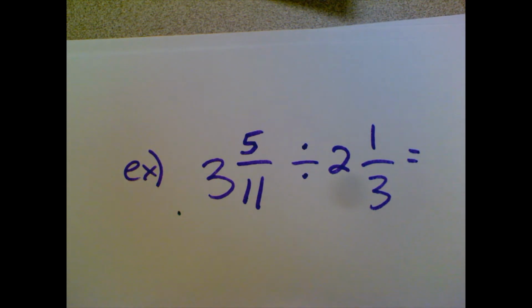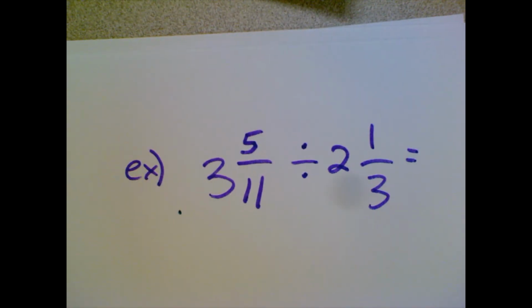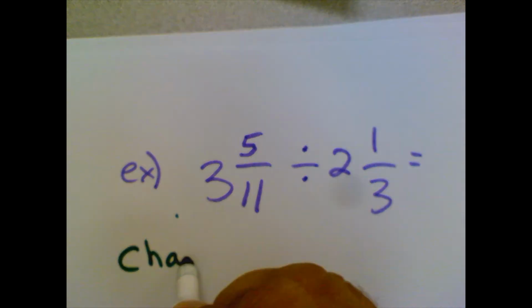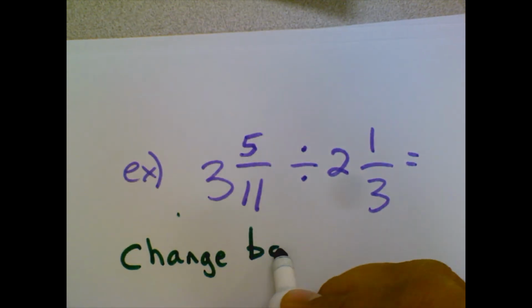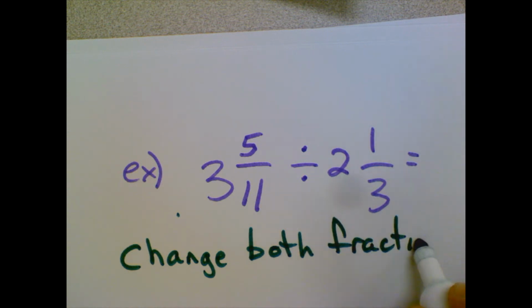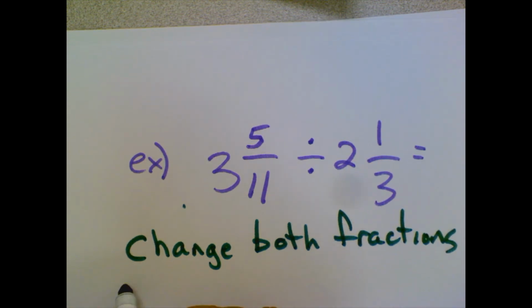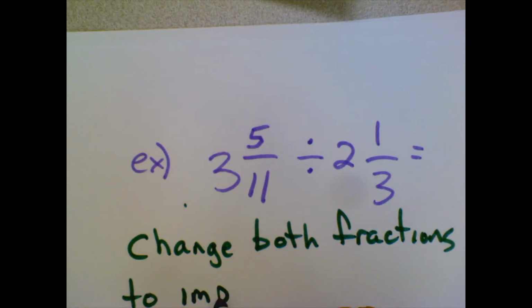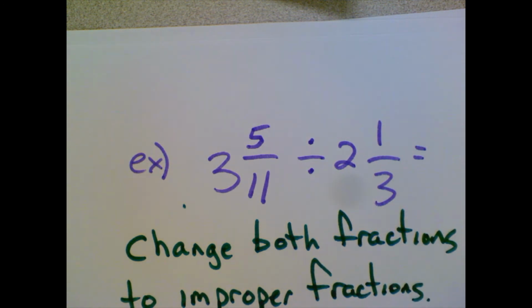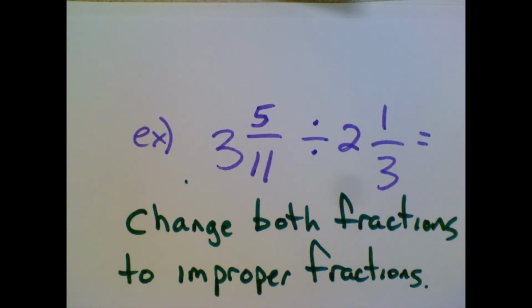I would encourage you, and I think we should always make the rule, that if you have mixed numbers and you're dividing, let's change these to improper fractions first. Okay, so change both fractions to improper fractions. That's the whole idea.